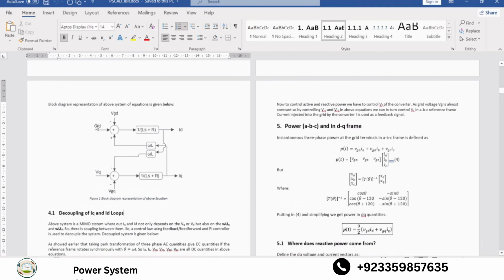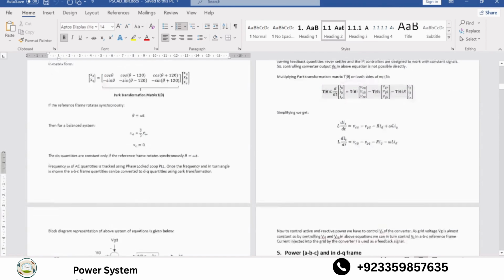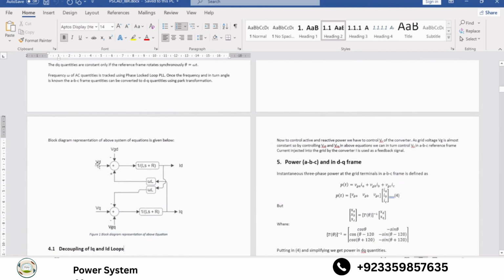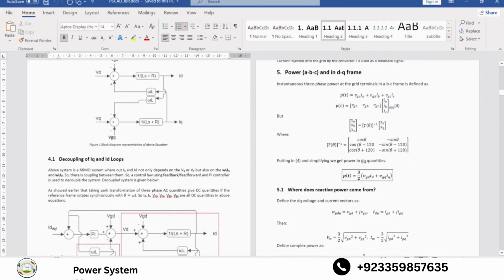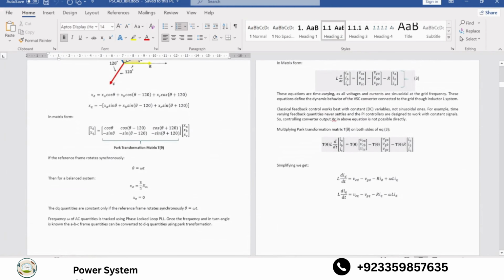For example, if I change VD, my ID changes, but when ID changes, my IQ also changes. So we will be talking about this, how you can independently control VD and ID, because if you change VD, your ID also changes. And if you look at your power equations in DQ frame, then power equations in DQ frame depend upon ID and IQ.